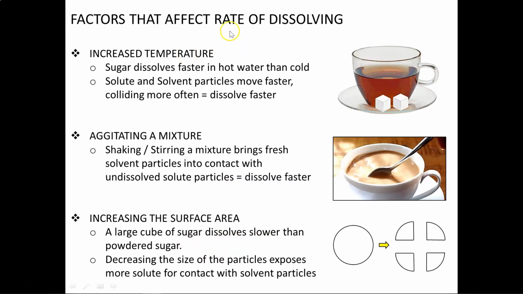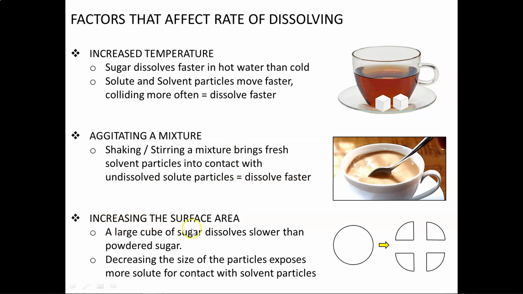You can change how quickly a solute dissolves with these three factors. As we mentioned before, increasing the temperature helps the solute and solvent particles to move faster, thereby colliding more often and, of course, dissolving faster. But you can also agitate the mixture, so shaking and stirring it brings fresh solvent particles into contact with the undissolved solute particles, again dissolving faster.